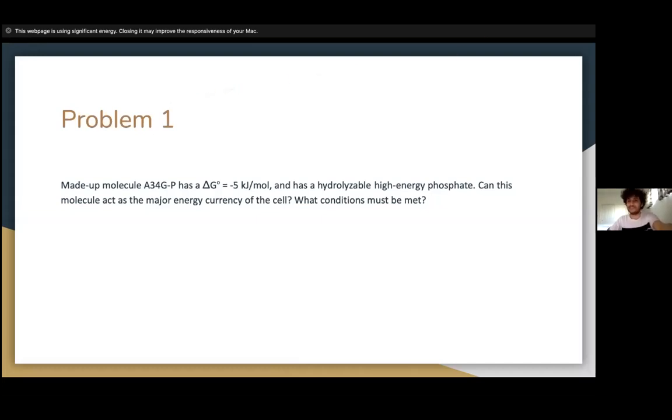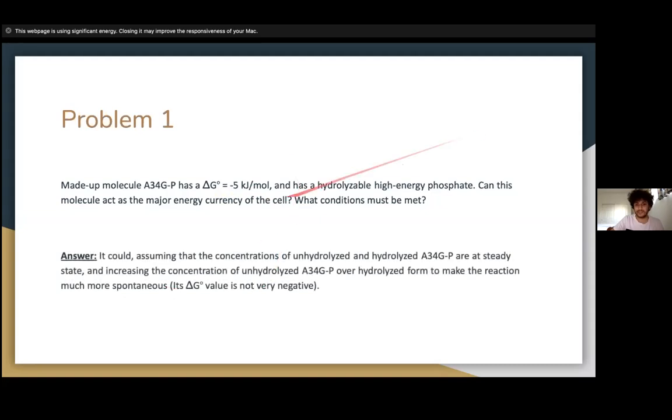Okay. So does anyone have any ideas? I don't know if this is right, but I was thinking maybe it wouldn't be able to act as a major currency because from what we know from class for ATP, that was -28, and this seems just like much smaller than that. So that's what I was referencing towards. So I would say it's not a major energy currency of the cell. Yeah, I think you're definitely on track with that. It's a very small delta G. So this is the answer I put, but you're right, it is very small.